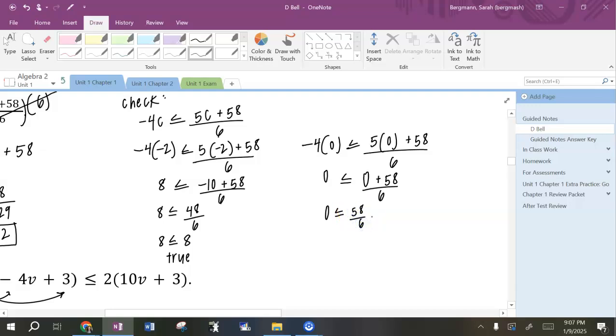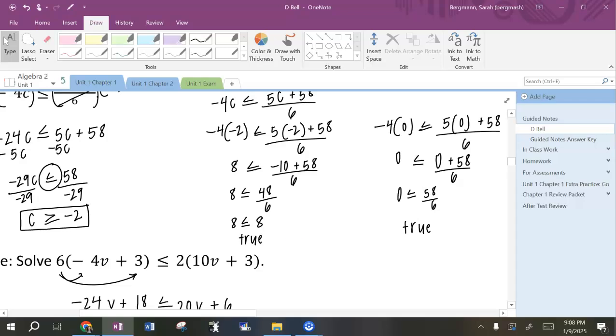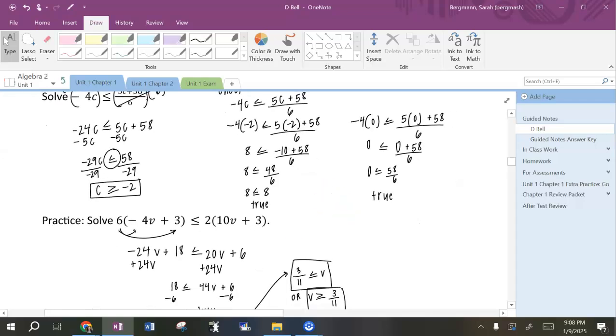I don't know what that is off the top of my head, but I know it's definitely a positive. So I know this is definitely true. It's saying 0 is less than or equal to a positive number. That's definitely true. I don't even need to actually calculate that out or reduce it or anything because I'm just trying to figure out if it's true or not. So I know that I definitely got the symbol right also. It is correct to say greater than or equal to in the final answer.